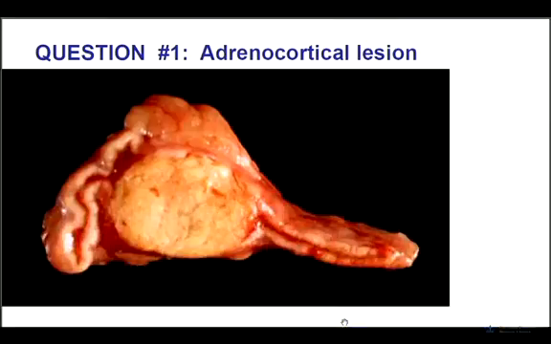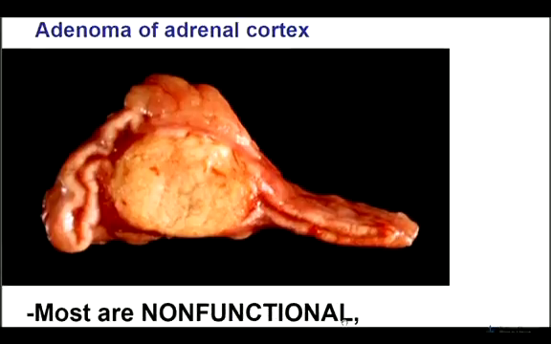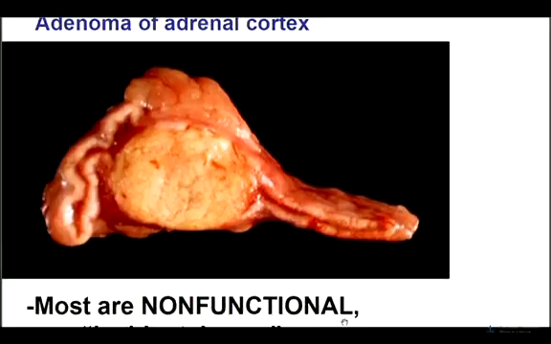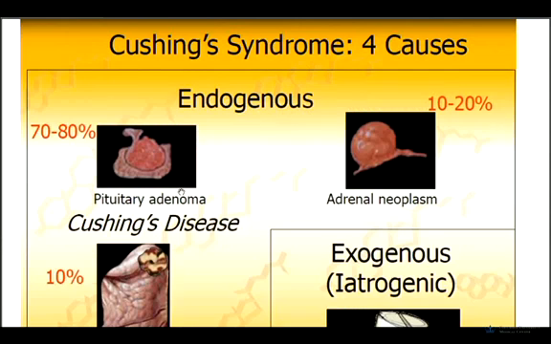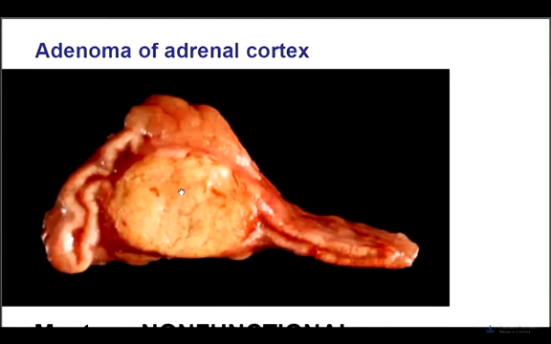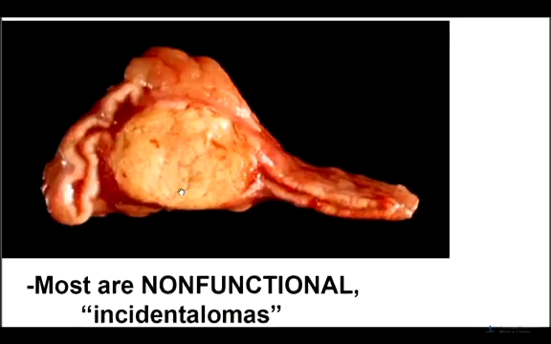Okay, now the adrenal cortex. Here's the lesion. The question was, which is the correct statement? So let's look at the answers here. Most of these are non-functional. So if you get an adenoma growing from the cortex here, the large majority are not going to be functioning. Incidentalomas. So it's found when an abdominal field is examined radiologically and you find a lesion in the adrenal.